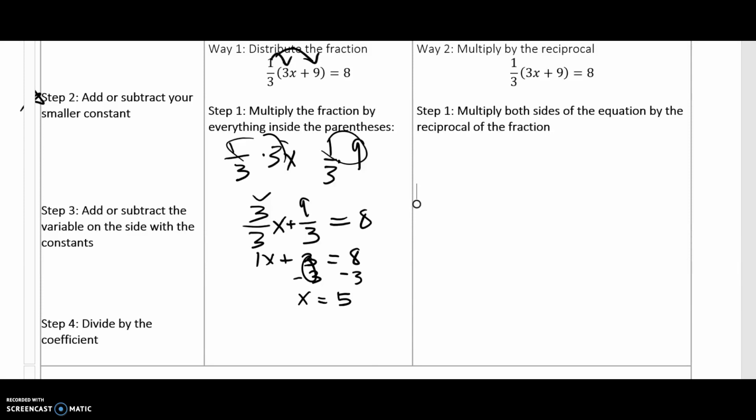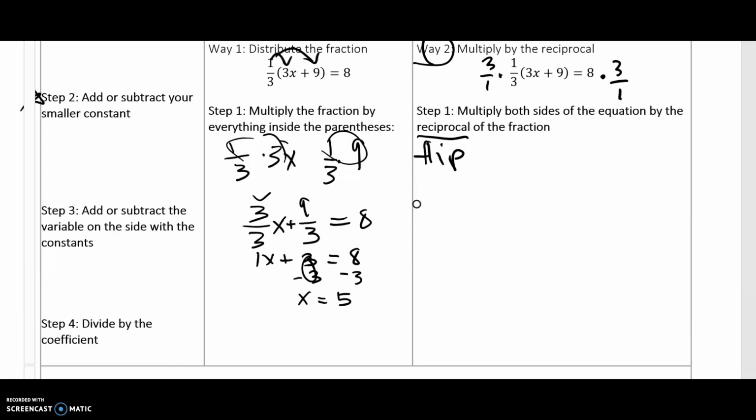Our start here for way 2 is going to be a little bit different. It says to multiply both sides of the equation by the reciprocal of the fraction. Remember, a reciprocal means to flip our fraction. So if our fraction is 1/3, that means I'm going to be multiplying by 3 over 1. And if I do that on one side of the equation, I have to do it on the other.